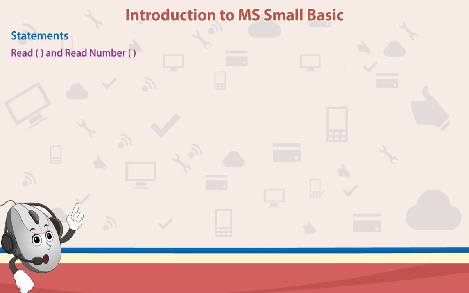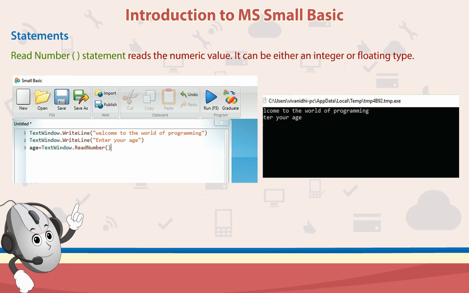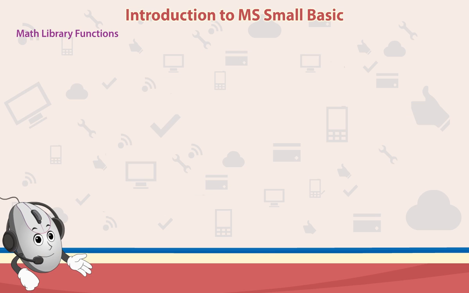Read and ReadNumber. The Read statement reads the line of text from the window. It only takes string value as input. The ReadNumber statement reads the numeric value. It can be either an integer or floating type.